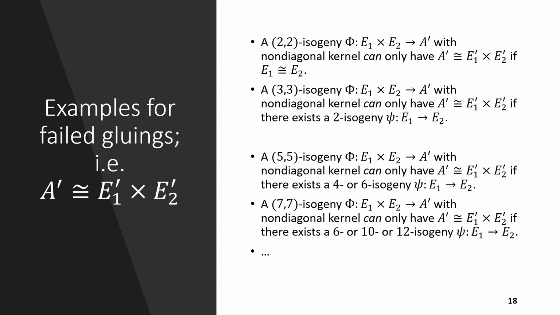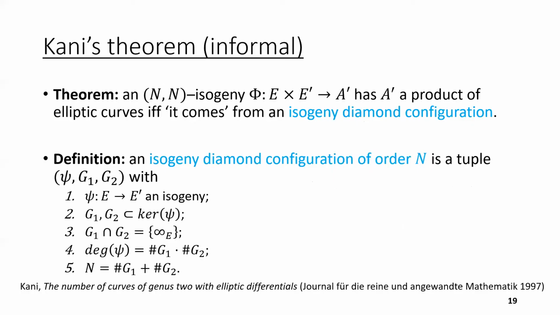Okay, so in the more general setting, obviously you want to talk about composite n as well, and then it's Kani's theorem, but a highly informal version because I think it's more important to give the intuition. The math can be seen in Kani's paper or our ePrint paper. So basically, an isogeny starting from a product of elliptic curves has again a codomain product of elliptic curves if it comes from an isogeny diamond configuration.